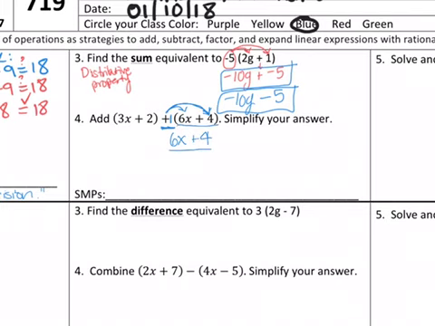So when you see parentheses and a positive or a plus right outside of it, it's just a positive 1. So you don't have to change anything. Now, if you had a minus 1, that's when things would change. But in this case, we don't have that. Okay. Now I have 3x plus 2. That doesn't change either.